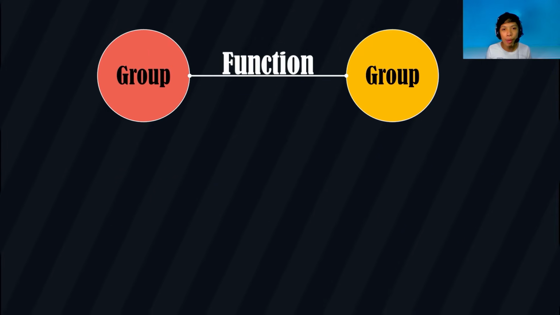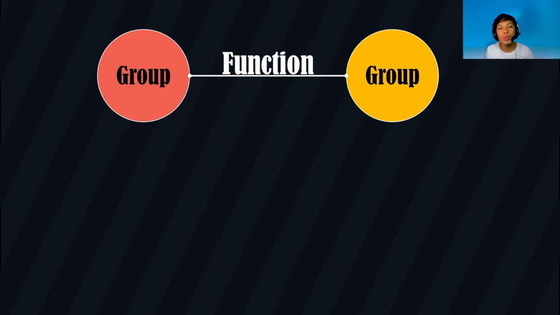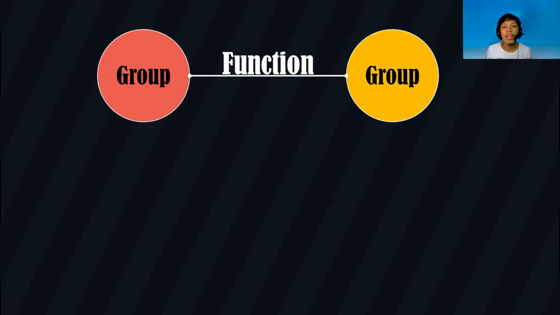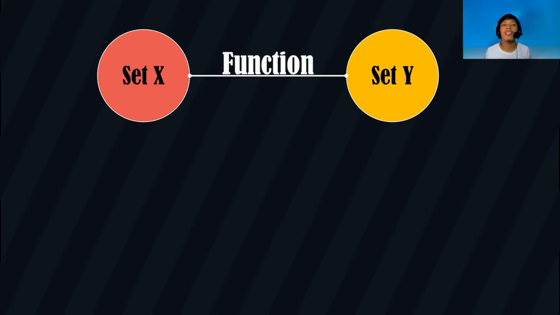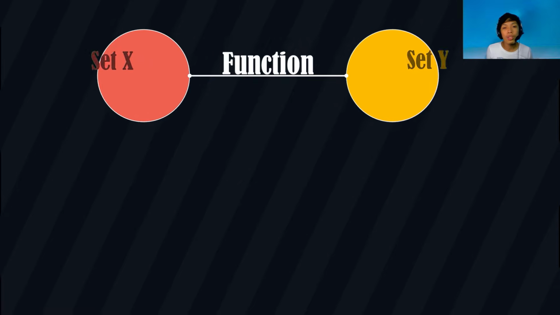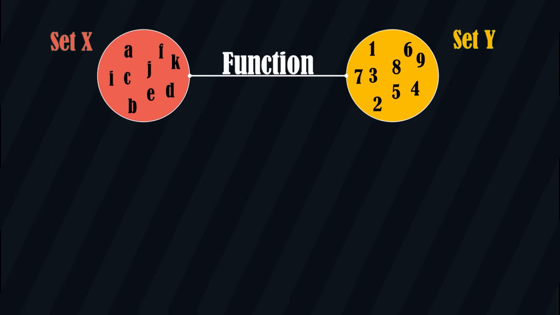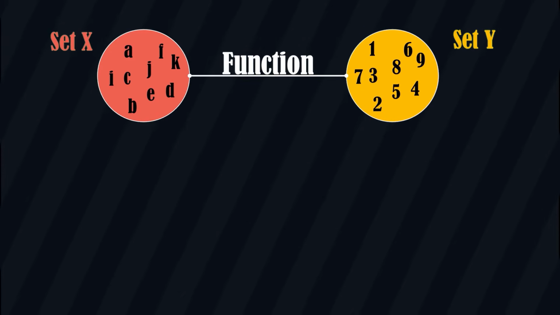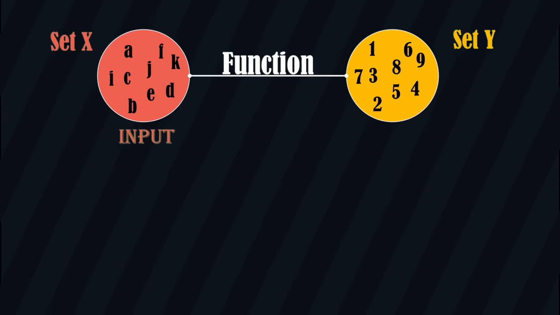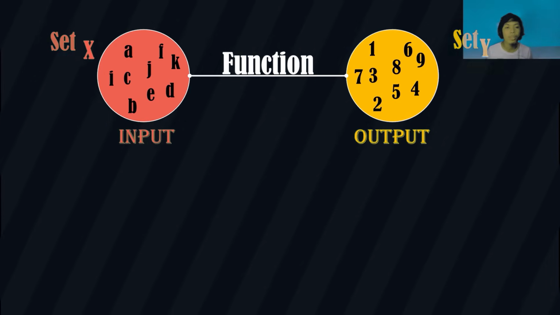Now again, remember, a function is a rule that defines the relationship between two groups. And these groups are often referred to as sets. So we have set X and set Y. And each set is composed of elements. So we have elements in set X, we have elements in set Y. Set X is the collection of all the inputs, and set Y is the collection of all the outputs.